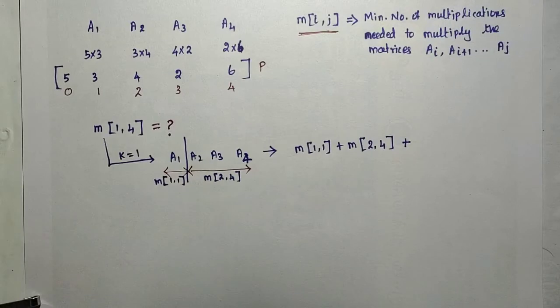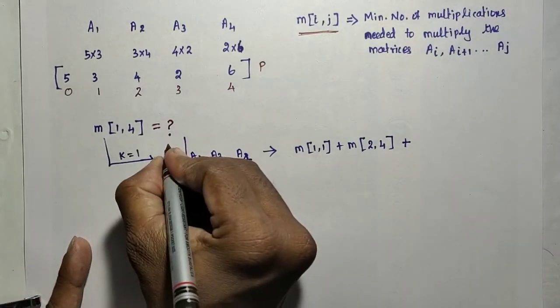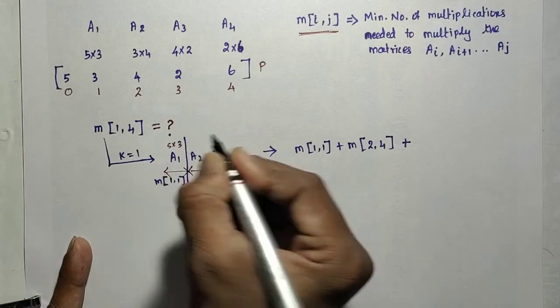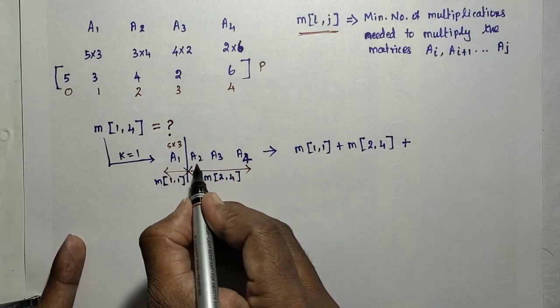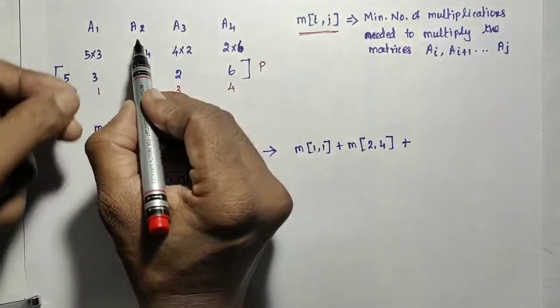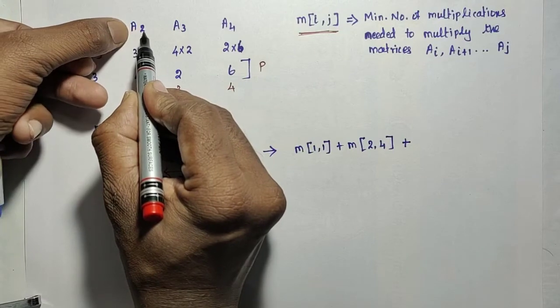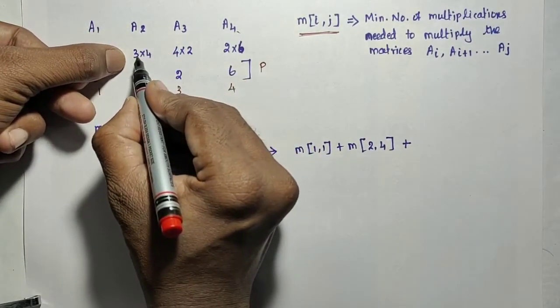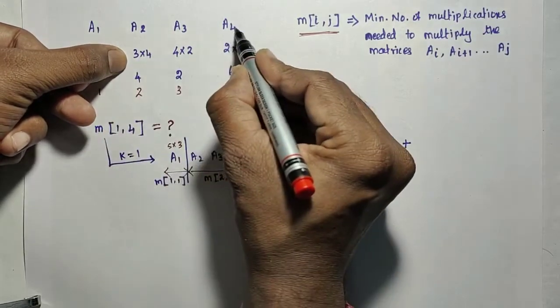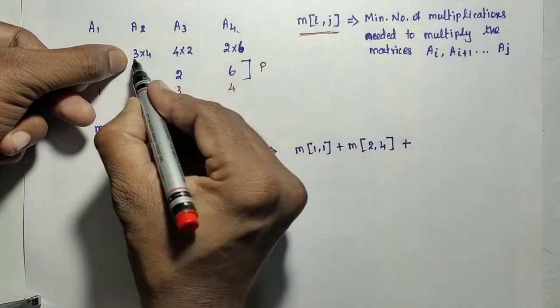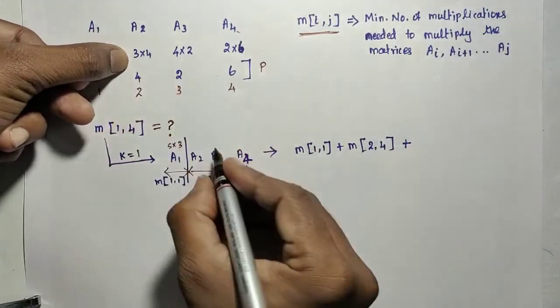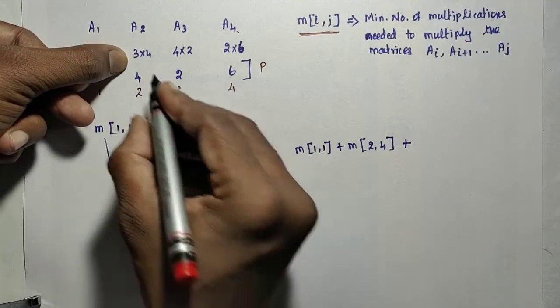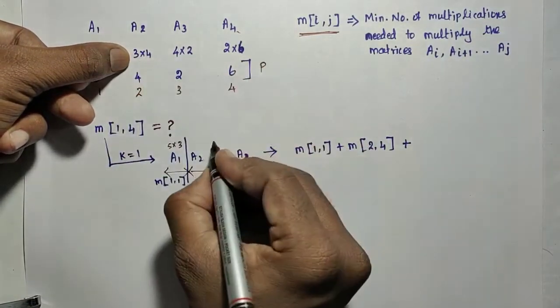This dimension is actually 5 by 3. What is the dimension of 2 to 4? 2 to 4 means from matrix 2 up to matrix 4. So the first matrix's row size is 3, and the last matrix's column size is 6. So the resultant matrix after multiplying this will be 3 by 6.